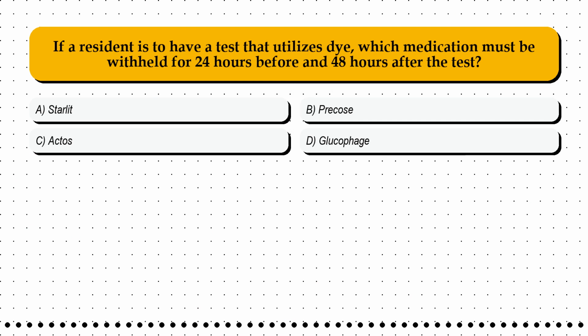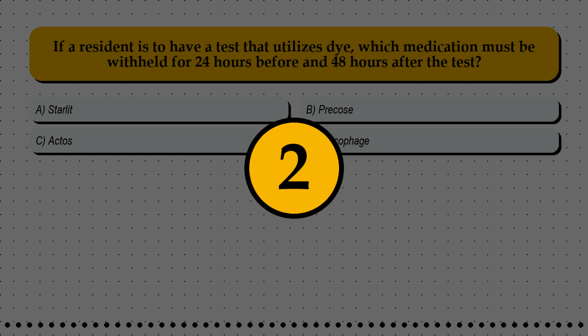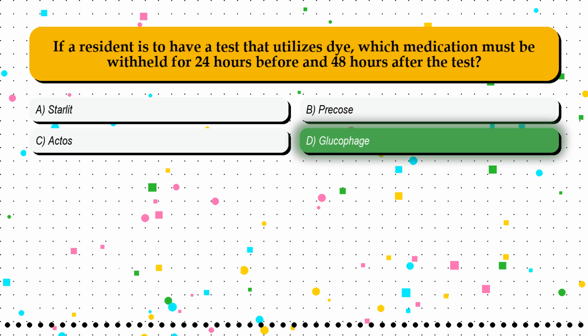Question 267. If a resident is to have a test that utilizes dye, which medication must be withheld for 24 hours before and 48 hours after the test? Option A, Starlix. Option B, Precose. Option C, Actos. Option D, Glucophage. The correct answer is option D, Glucophage.